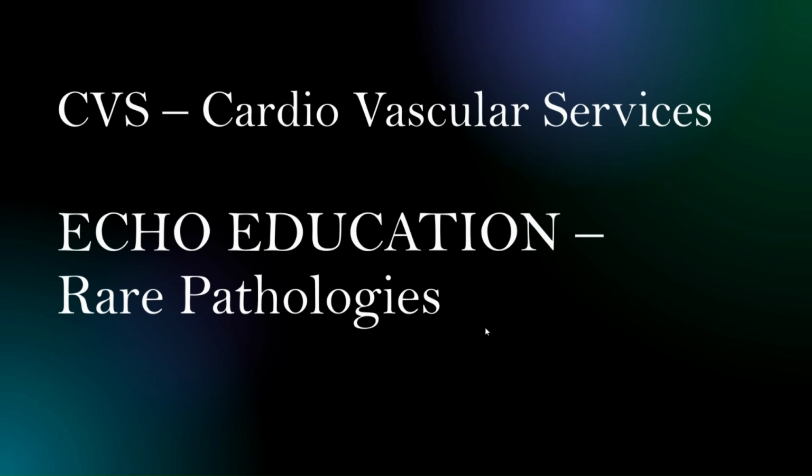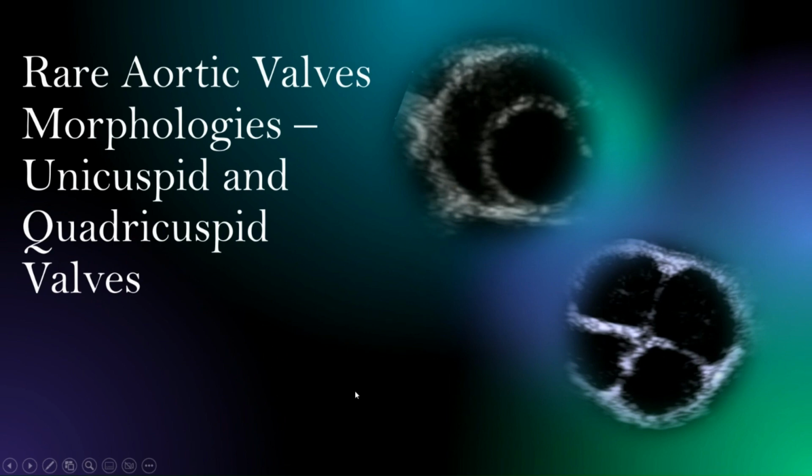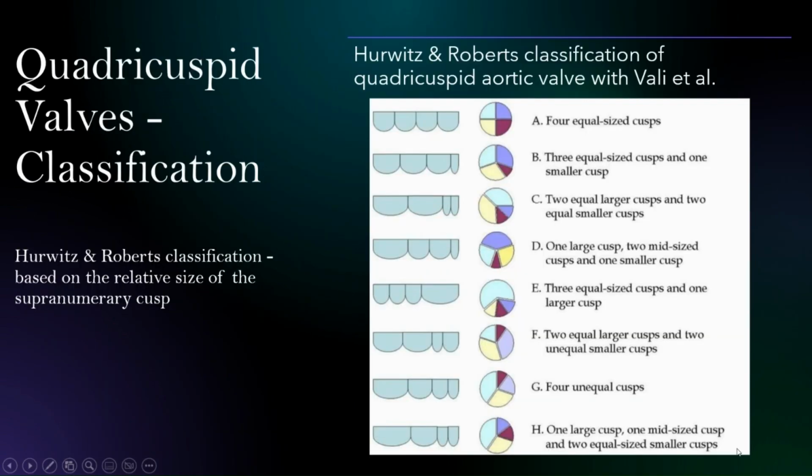Today I want to look at some of the rarer pathologies, and namely want to be considering the aortic valve variants that we will sometimes see. In this term I'm talking about unicuspid and quadricuspid valves. You can also even get 5-leaflet valves as well, less commonly.